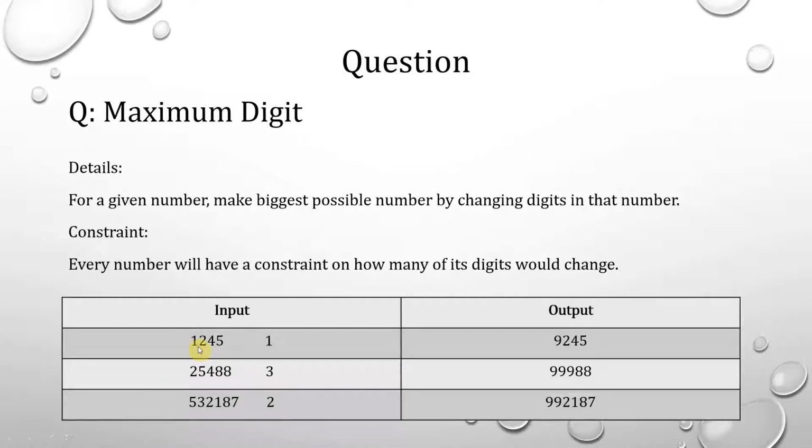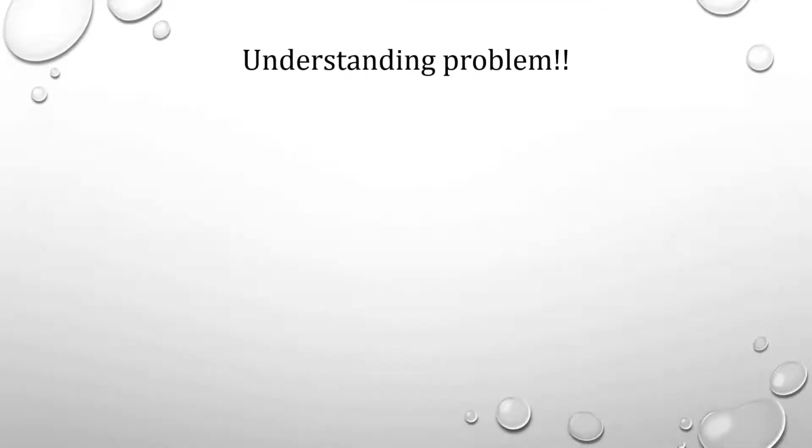If we are given 1, 2, 4, 5 as a number and the constraint is 1, it means we can change only one digit in that given number. So we change the first, and that's our output. And following are more examples over there. Let's try to understand our problem.